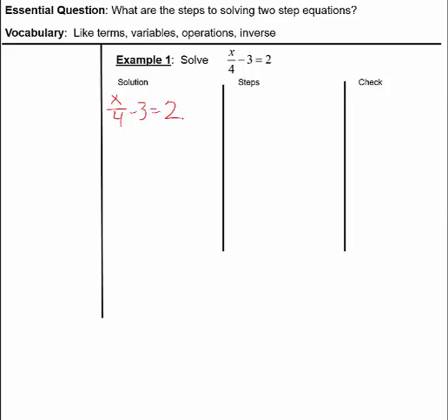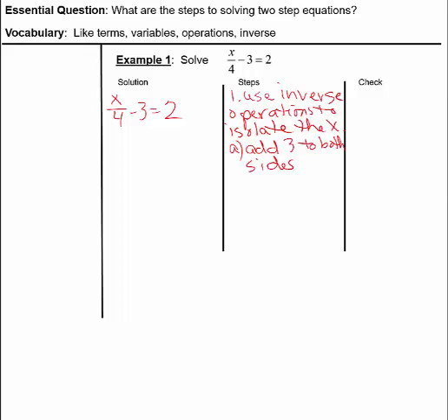We want to first use inverse operations to isolate the x. Okay, so we're going to use inverse operations to isolate the x, get the x by itself. So the first way we're going to do this is by adding 3 to both sides of the equation. So we're going to add 3 to both sides of the equal sign. So our equal sign is right here.